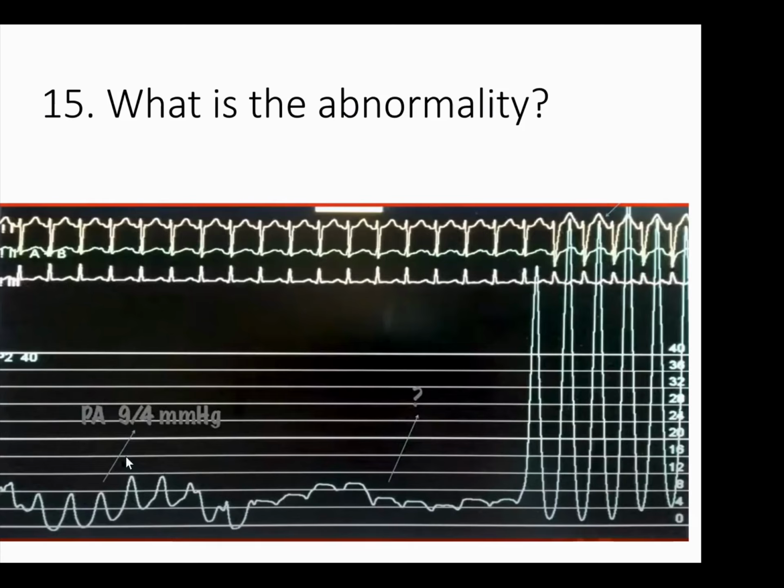So this is an artifact. It's an end hole artifact. When our end hole catheter is looking away from the obstruction, we will get a very low pressure. That's why we are getting a very low PA pressure. The mean pressure is around 5-6 mmHg. We are getting a very low PA pressure because our catheter is looking away from the obstruction.